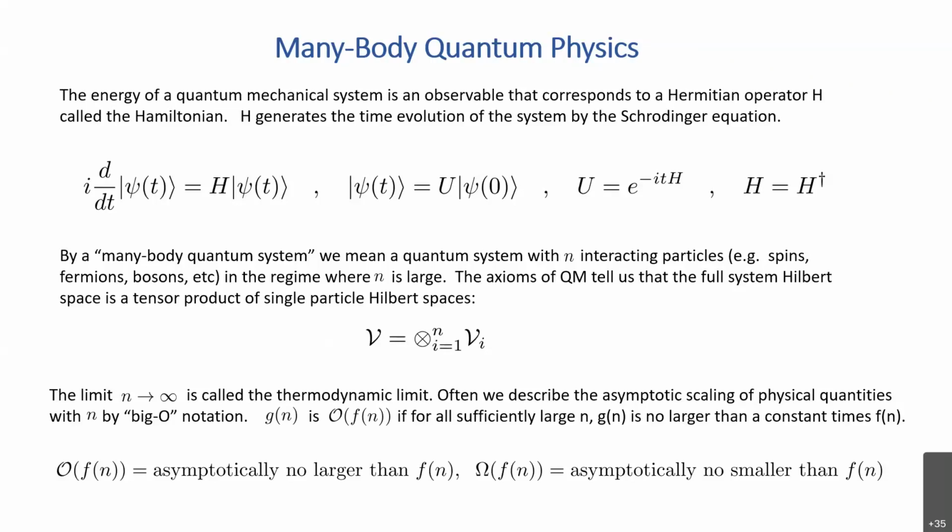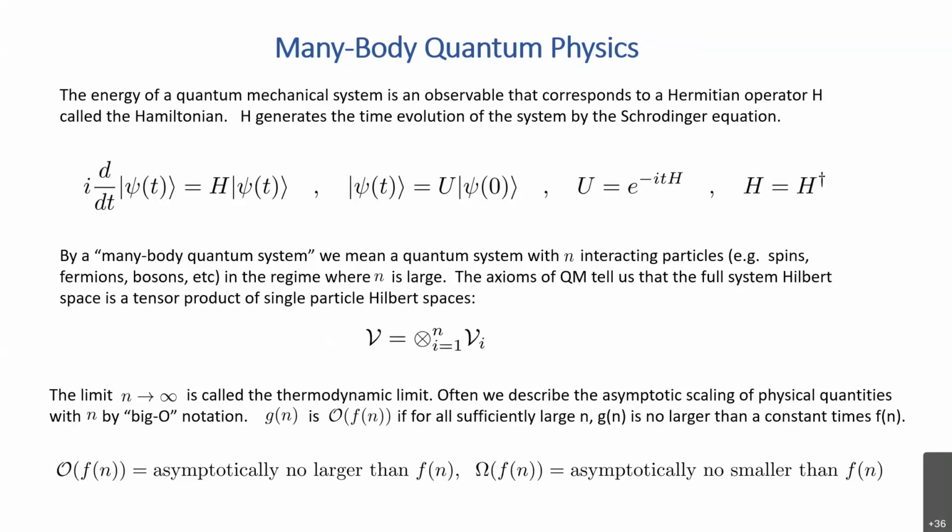We know from the axioms of quantum mechanics that the full Hilbert space, when you have many particles, is a tensor product of the single particle Hilbert spaces. Taking this limit, n goes to infinity, is called in physics the thermodynamic limit.